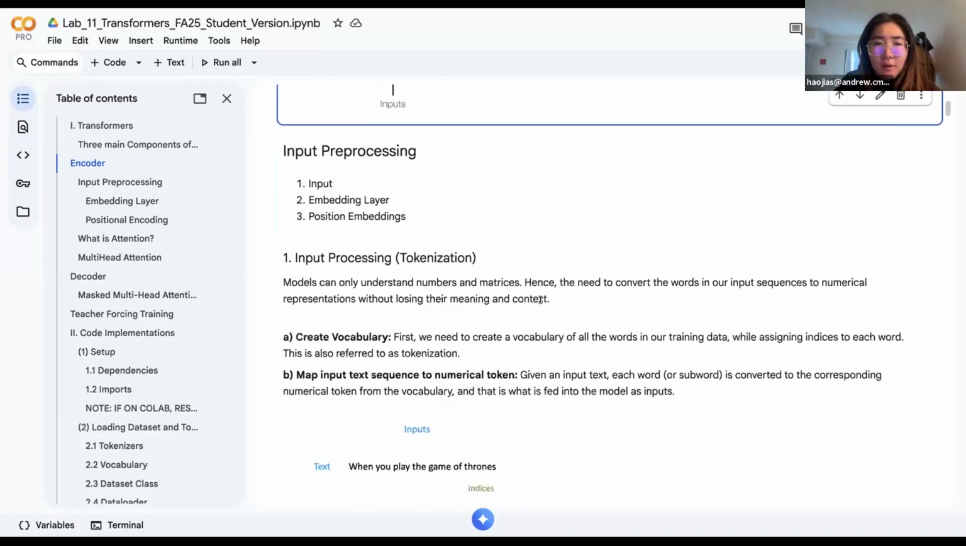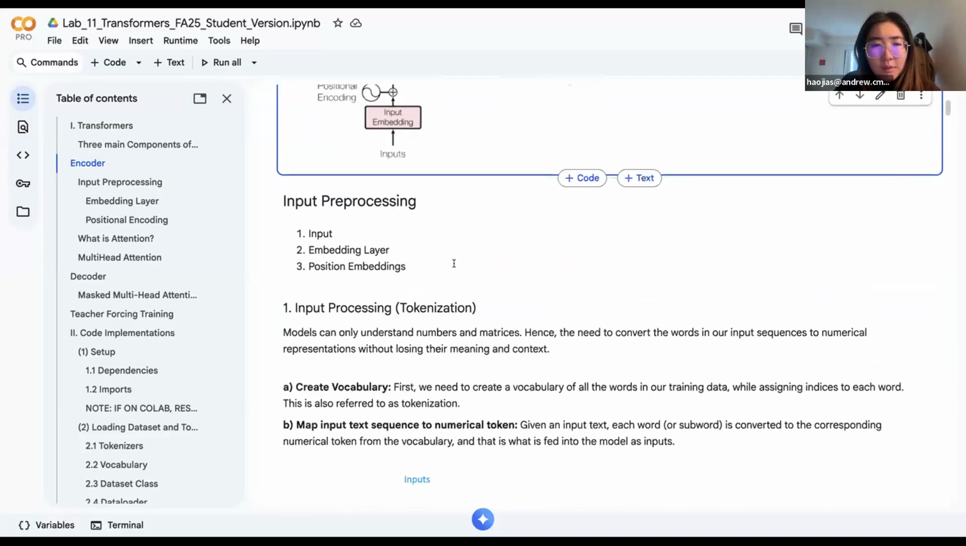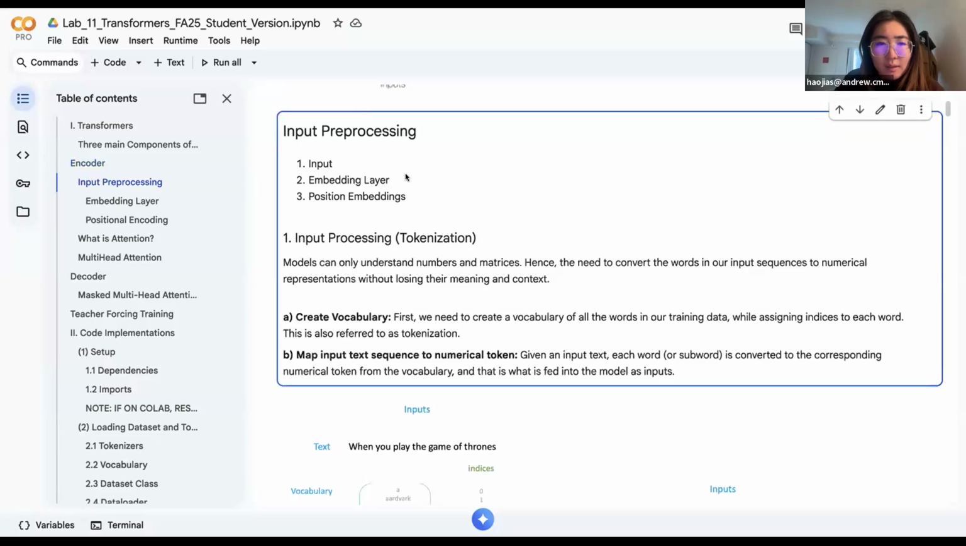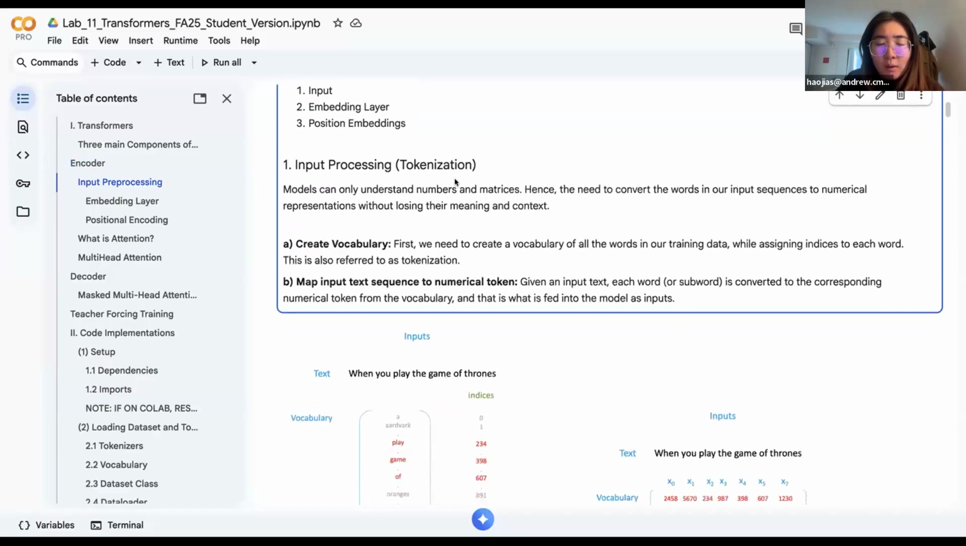Yep. So for the encoder, for the input pre-processing, we'll have the input as the text tokens, the embedding layers, as well as the position embeddings. When we have the text, how are we going to convert it into embeddings, right? This is the first step. So we are doing something called tokenization, which is to convert the words to numerical representations without losing their meaning and context so that the model can capture the features from the input tokens.